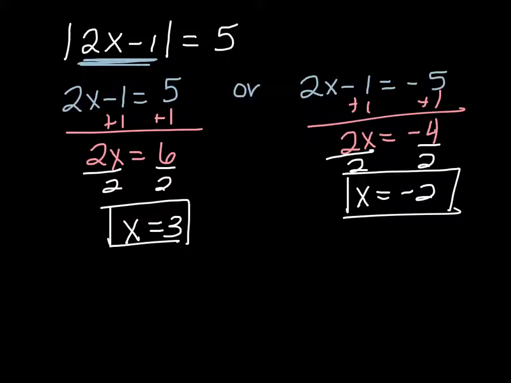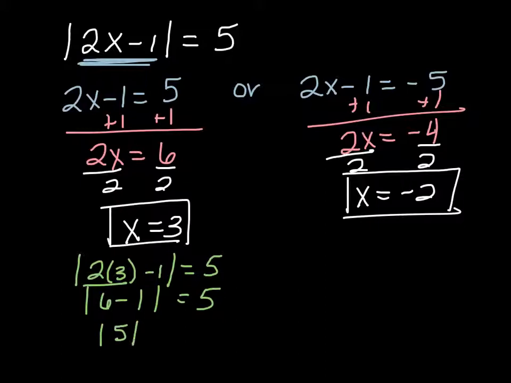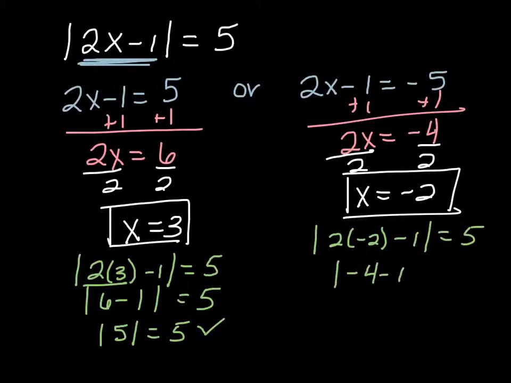I can prove that answer. If I plug in for x a 3, this is 6 minus 1 in absolute value, and the absolute value of 5 is 5. So therefore, that's true. If I do the same thing and I plug in a -2, let's see what happens. -4 minus 1, does that equal 5? Well, the absolute value of -5 is 5, therefore that is true. So it didn't matter if we plugged in a 3 or the -2.